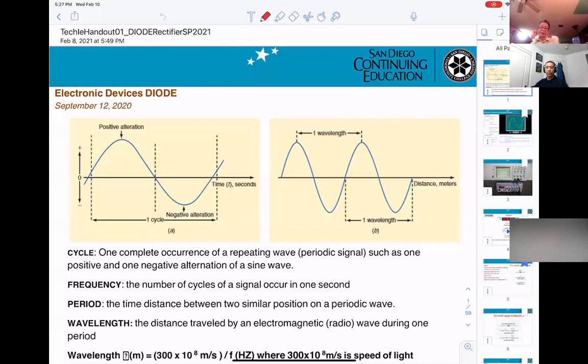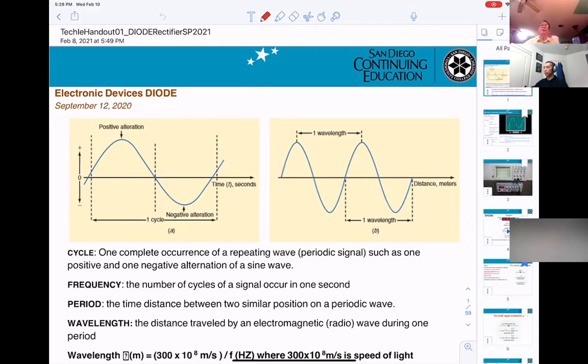Okay, so now we go with handout number 1 for electronics. In the last 3 meetings, we were talking about DC fundamentals. That's the basics for DC. And from now on, very important things for technician electronics, devices. The first one we will be learning is the diode, okay?